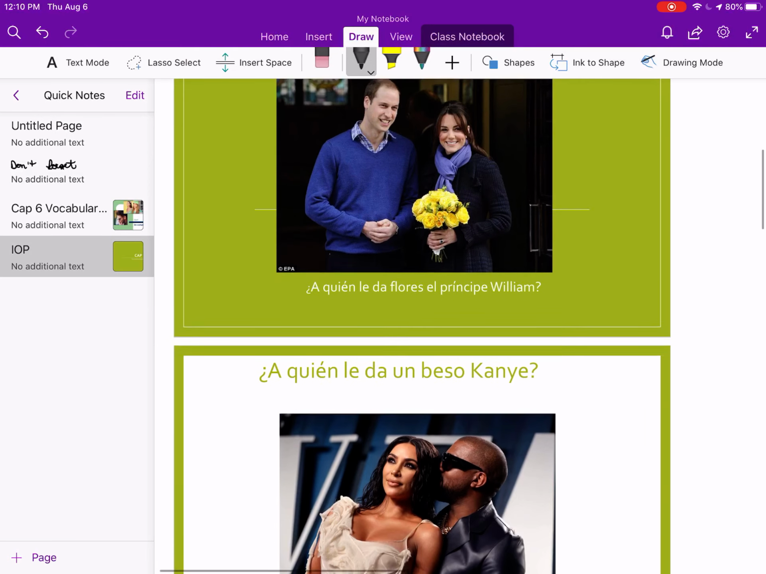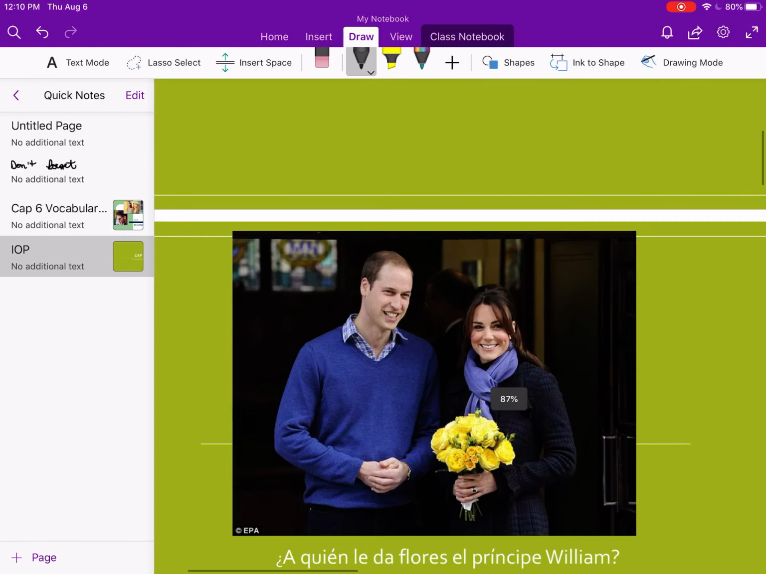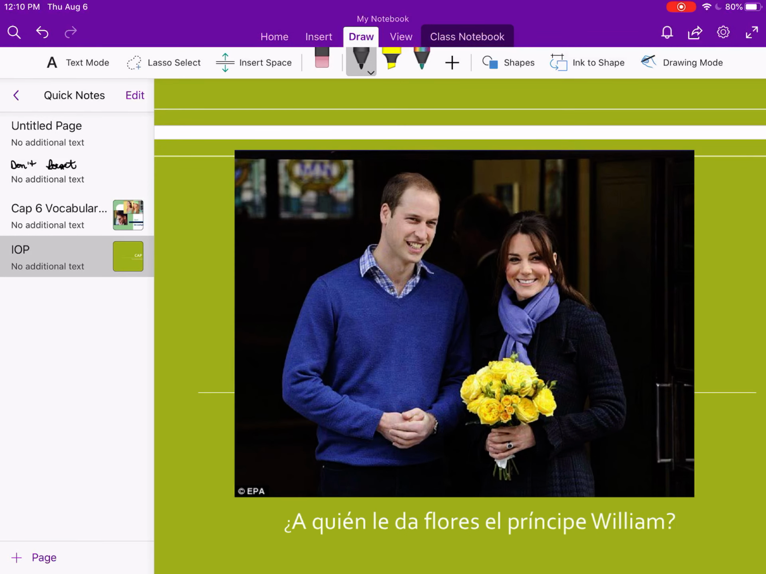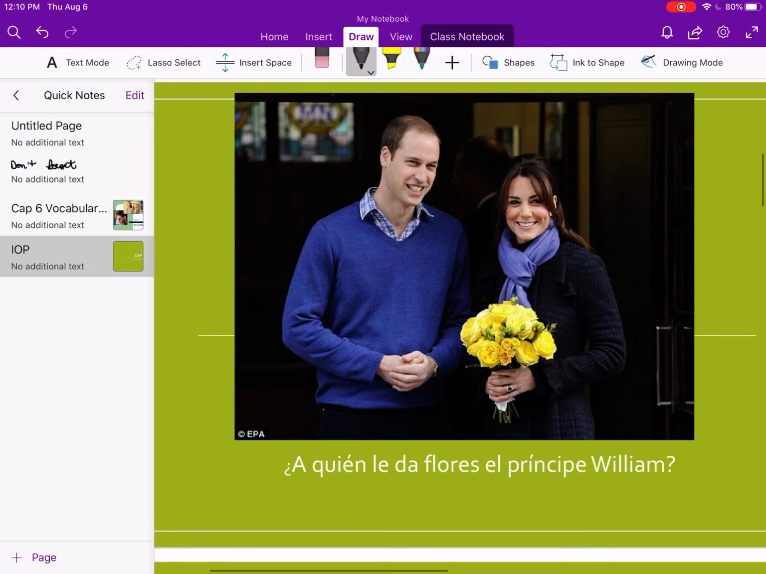So, si miran aquí en la foto, ¿sí? Aquí tienen al príncipe William y a la princesa Kate. Y si tienen que decir a quién le da flores el príncipe William, dirían William le da flores a Kate, ¿no? And that's what we're going to look at.